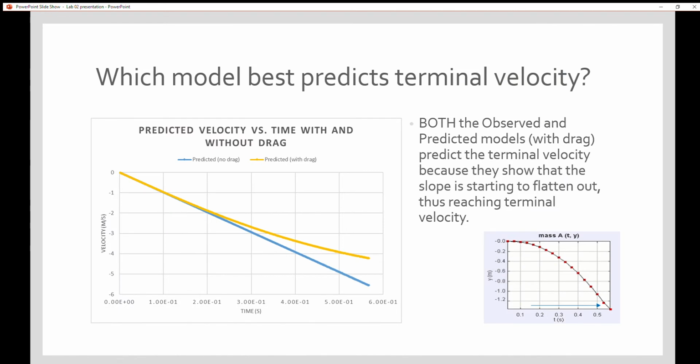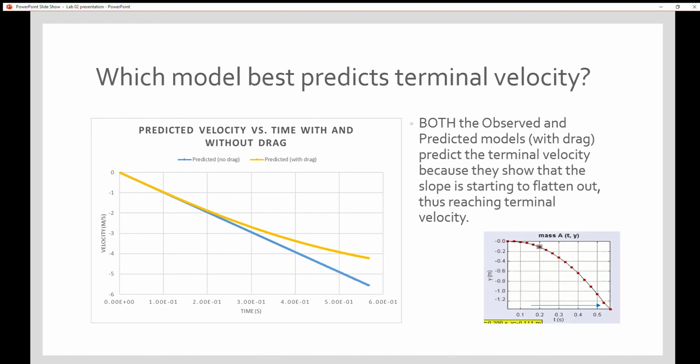So, which model best predicts terminal velocity? Well, if terminal velocity occurs when the acceleration of a falling object is 0 due to the gravitational force and the drag forces being equal and opposite, then the models that include both the drag force and the gravitational forces acting on the system would be the most accurate models. This can be seen in the velocity versus time graph, where the slope of the yellow curve is flattening out to 0, thus reaching an acceleration of 0, and thus approaching its terminal velocity.